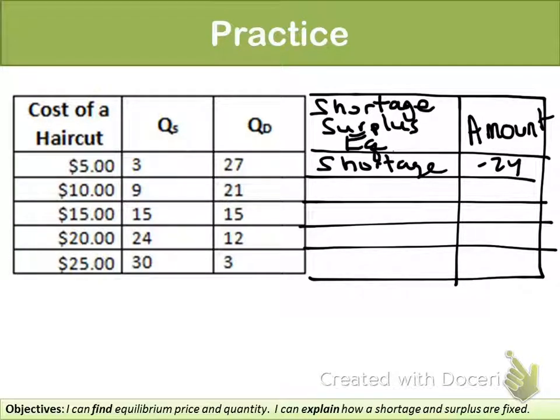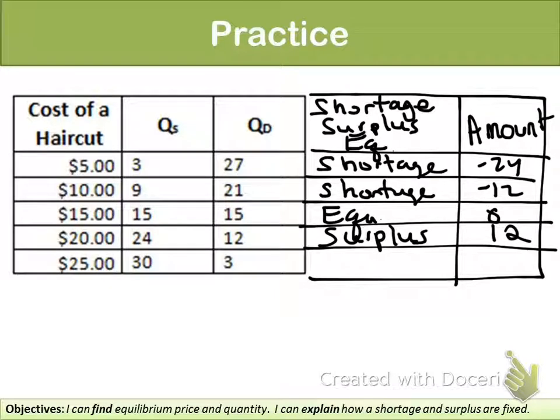We're 24 short. At $10, we continue to have a shortage of 12. At a price of 15, demand and supply are equal, and so we're going to call that equilibrium. And we don't have any amount. At a price of $20, we have supply greater than demand, so we have a surplus. And we have 12 extra. And at a price of $25, we also have a surplus, because more is supplied than demanded, of 27. So there you go.